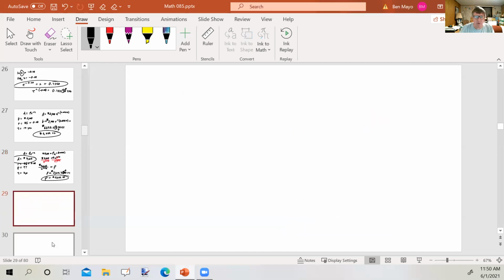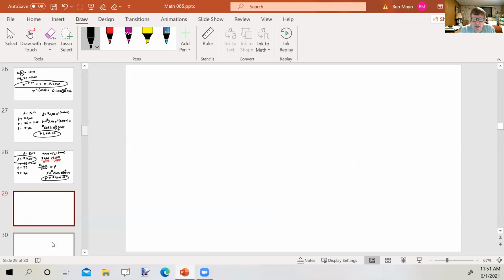Let's take a look at another problem. This says bed bugs. It says, if not checked, the population of a colony of bed bugs will grow exponentially at a rate of 65% per week. Oh my. If a colony currently has 50 bed bugs, how many will there be in 6 weeks?